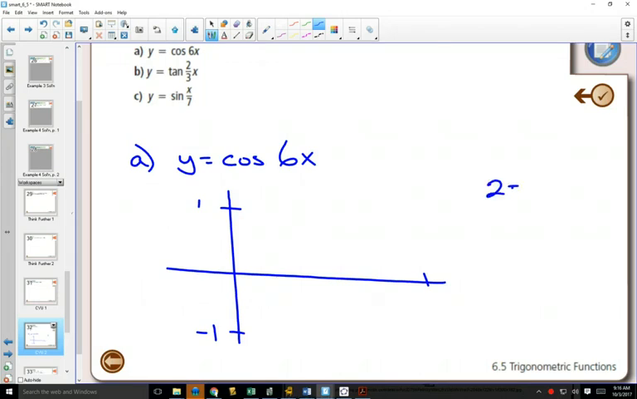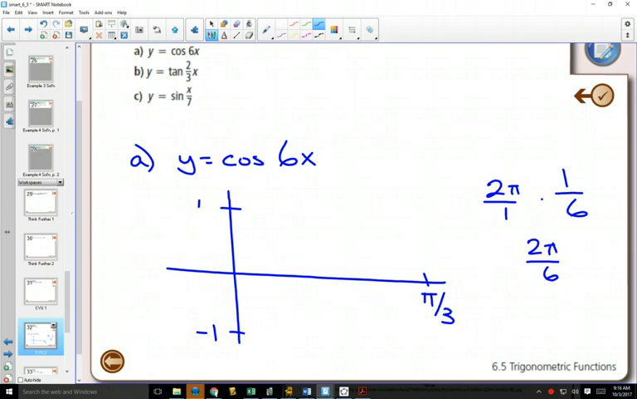So you can think of it, if I took my regular period, which was 2 pi, and I multiplied it by 1/6, that could be 2 pi over 1. And you can leave it as 2 pi over 6, or if you want, you can simplify it as pi over 3.